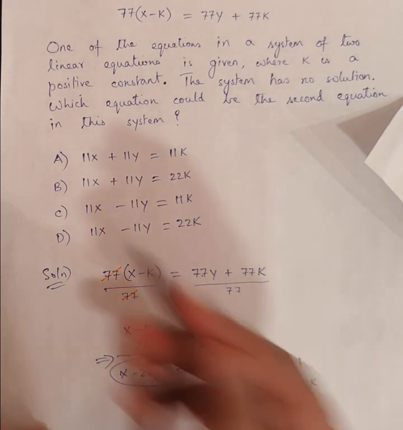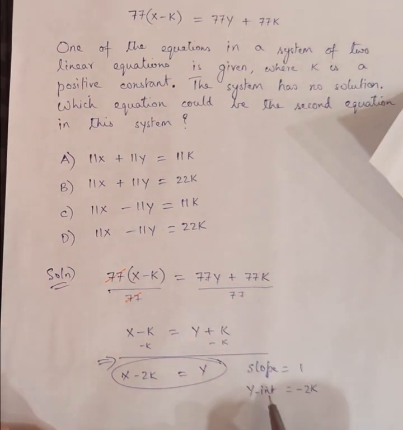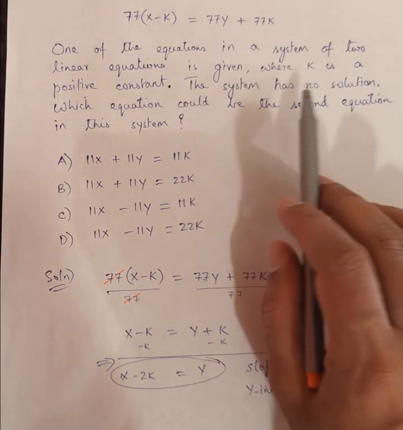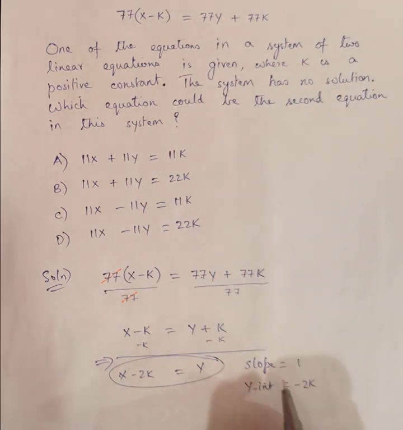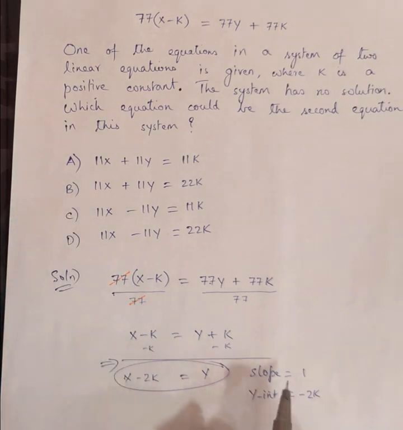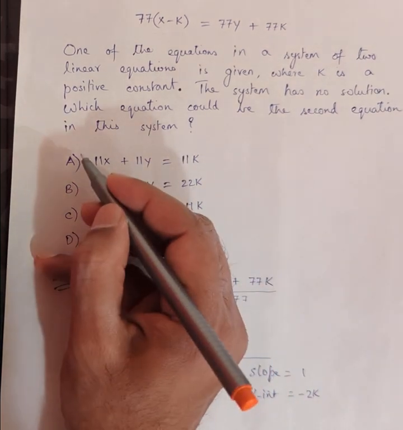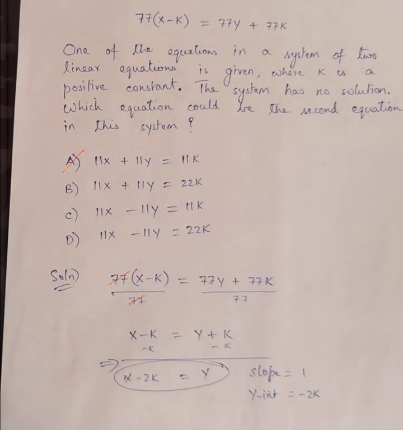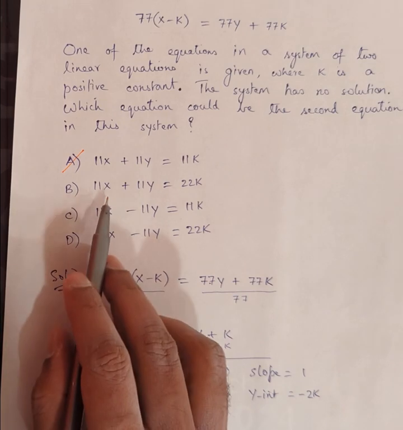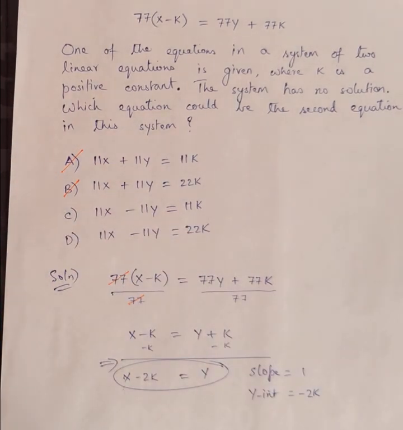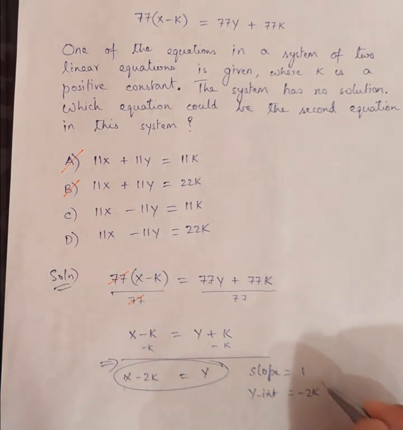Now look at choice A. The y-intercept should be different from negative 2k because this has no solution. Does choice A have slope equal to 1? Well, it's negative 11 over positive 11, so it's negative 1. This is out. What about choice B? Again, the slope is negative 1 here. If I look at choices C and D, they both have slope equal to 1.